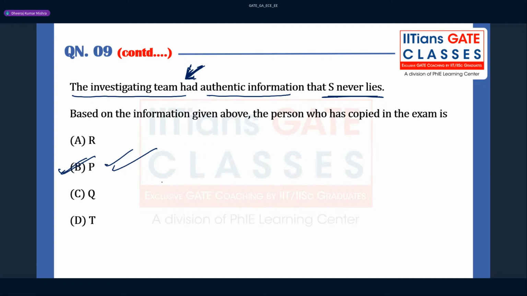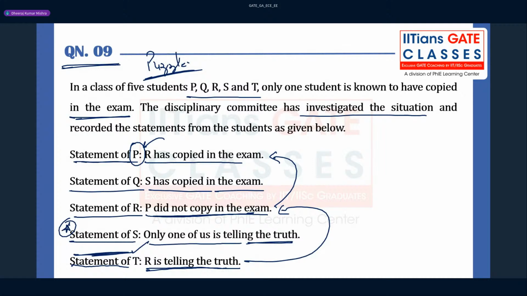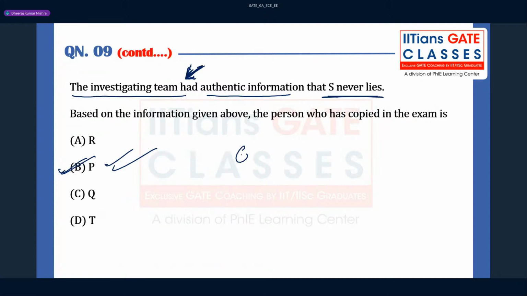So you have to start from S, then consider T, and T is going to verify that R is not speaking the truth. It means P copied the exam. Here the statement is that P did not copy the exam. If R is true, it means P did not copy, but since only one of us is telling the truth, the answer for this question is P. This is a very good question, a very good puzzle.